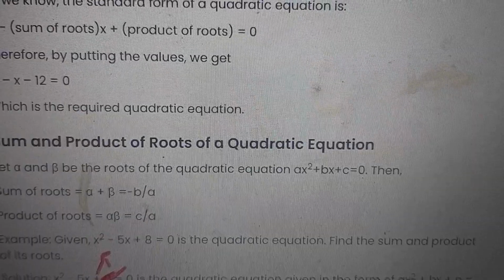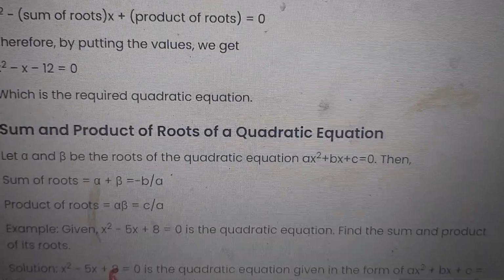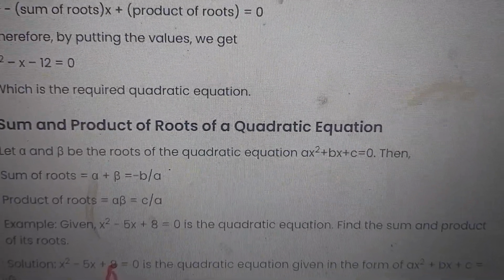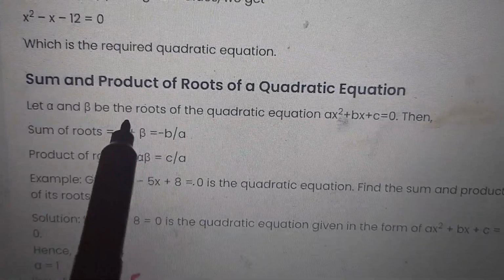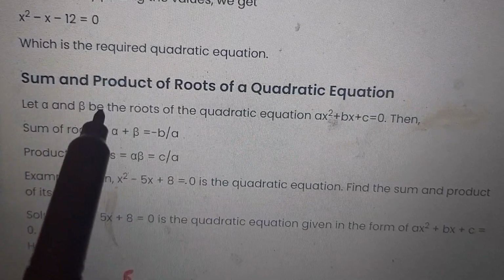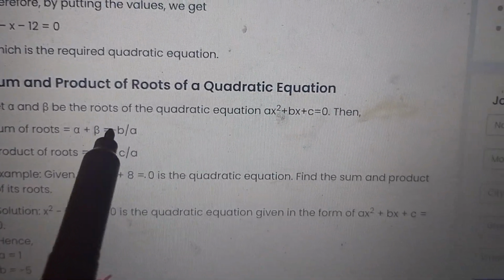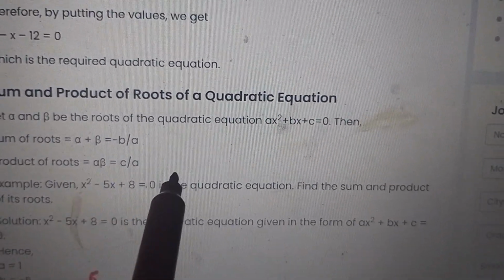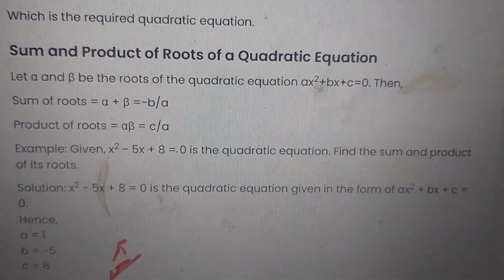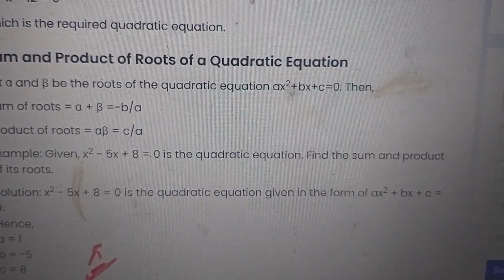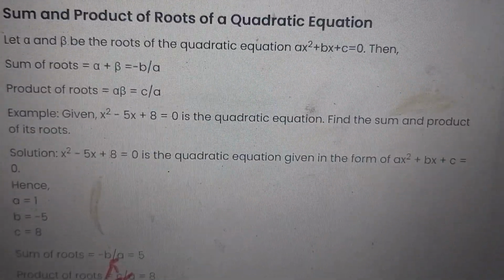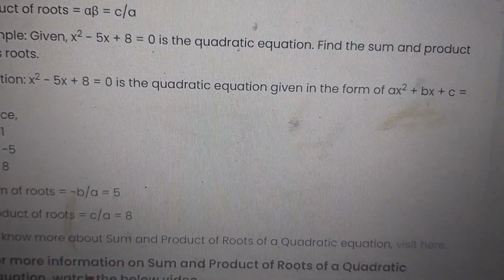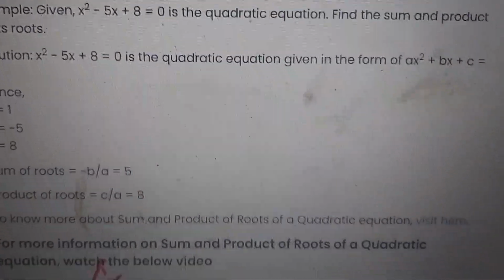Now the sum and product of the roots you have seen here: alpha plus beta is minus b by a and alpha beta is c by a. If the sum and product are to be found, then we use minus b by a and c by a. That is the formula. Sum of the roots equal to minus b by a, product of the roots equal to c by a, children. Please remember these formulas in the quadratic chapter so that you can do problems easily, children.